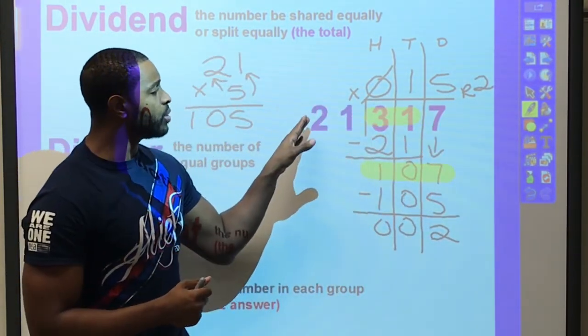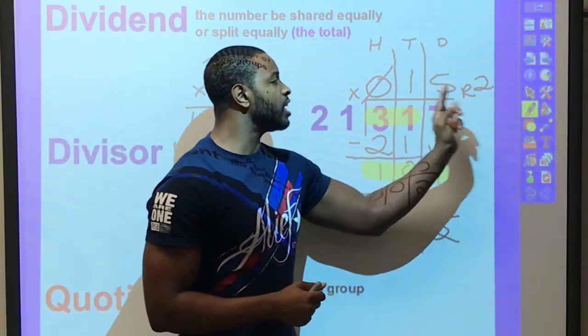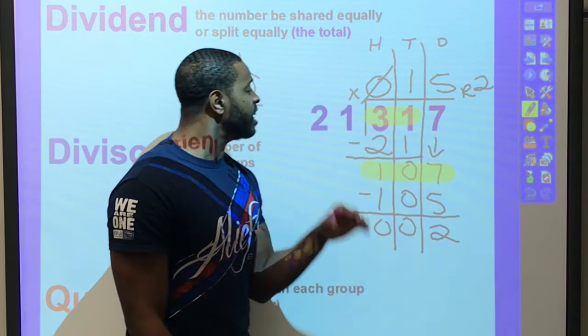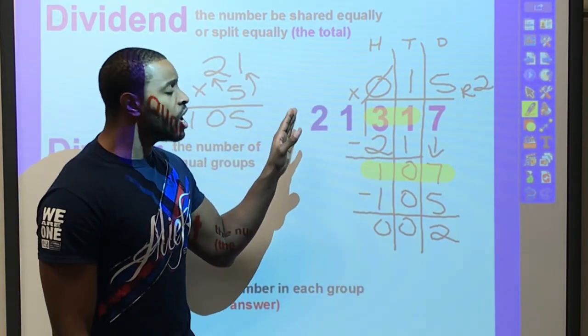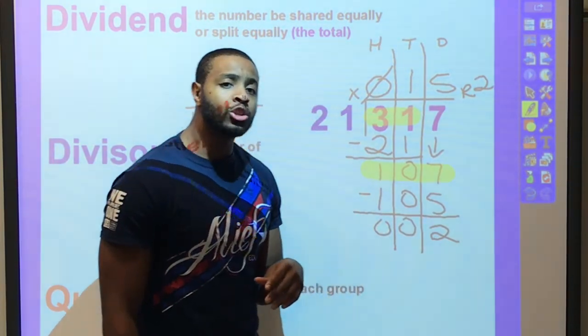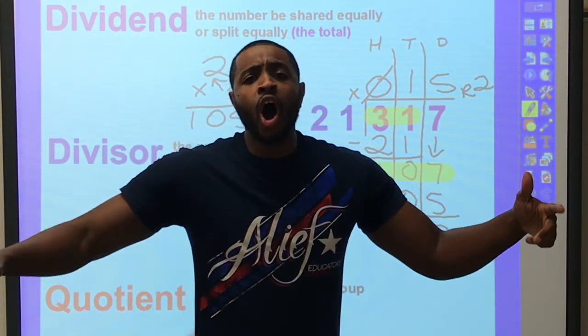So when I look at this, 317 divided by 21 gets us 15 with 2 left over. So 317 will be our dividend, 21 will be our divisor, and our quotient will be 15 with a remainder of 2.